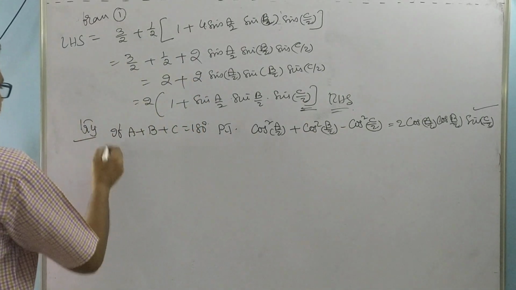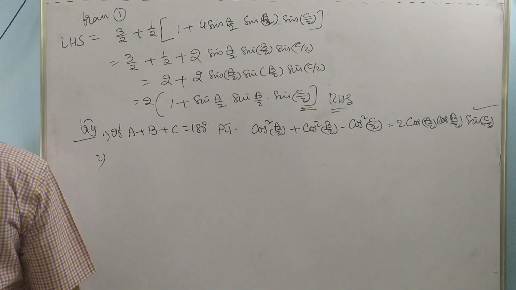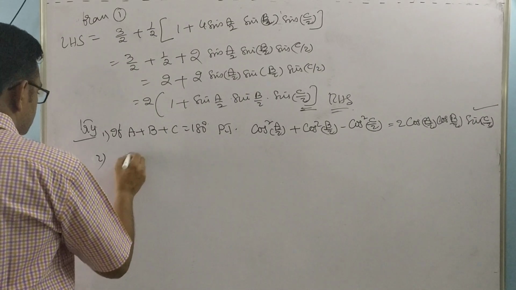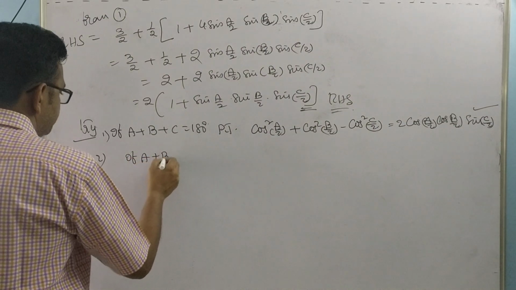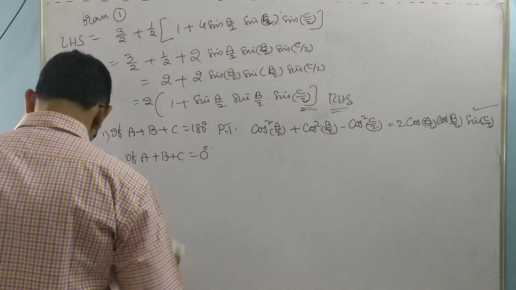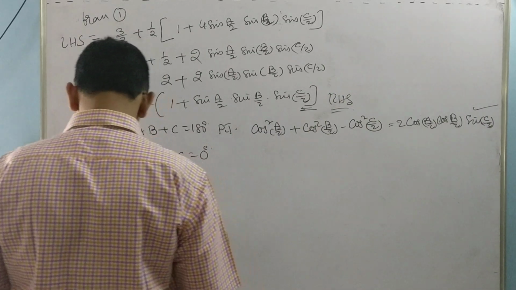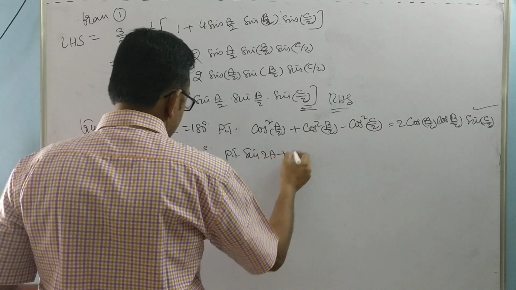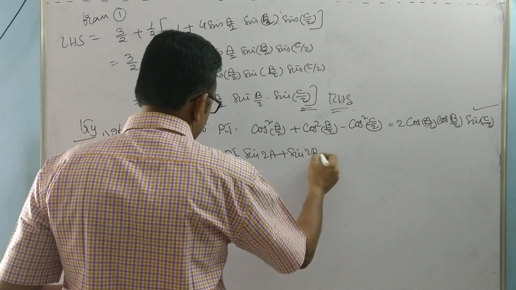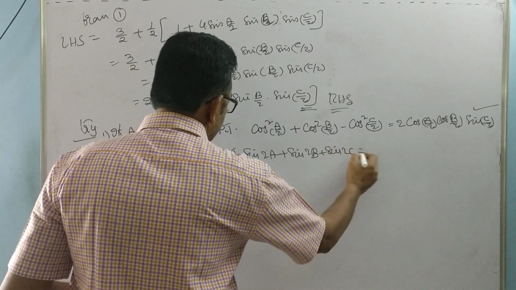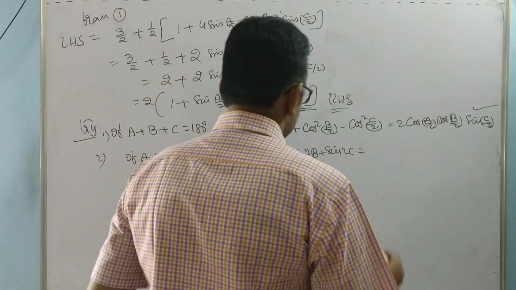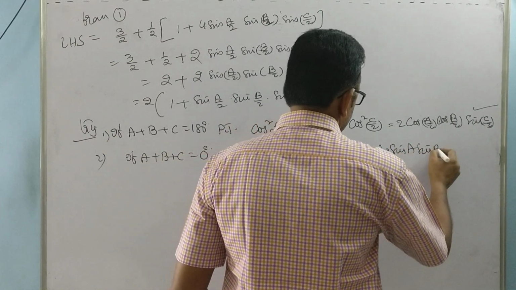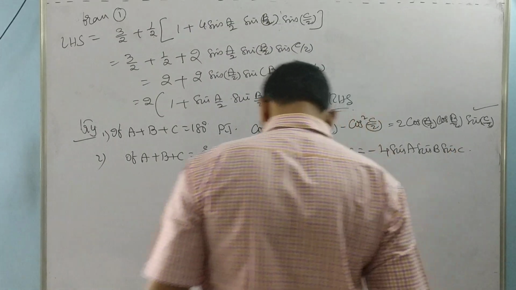So the process is same. And the second problem, if A plus B plus C is equal to 0 degrees, then prove that sin 2A plus sin 2B plus sin 2C is equal to, so this is minus 4 sin A, sin B and sin C.